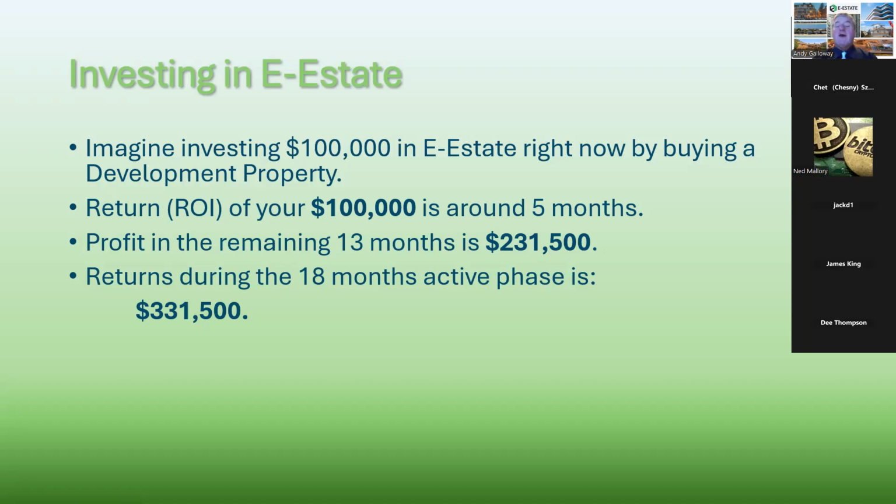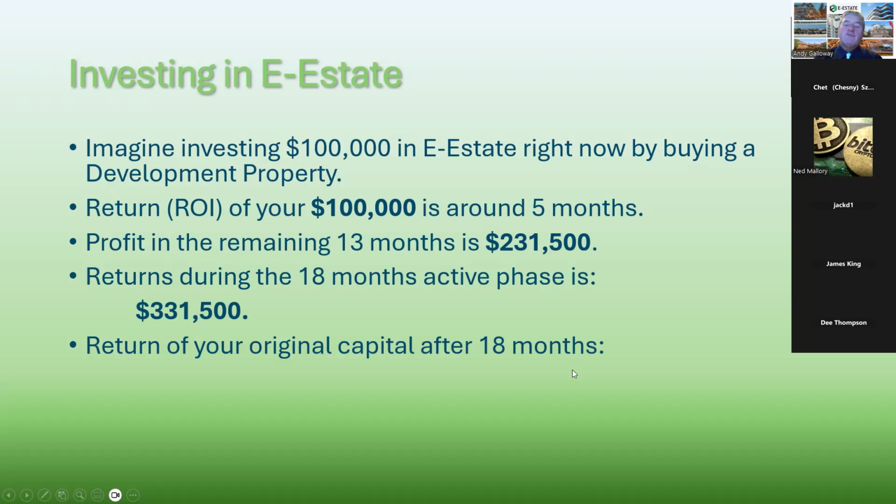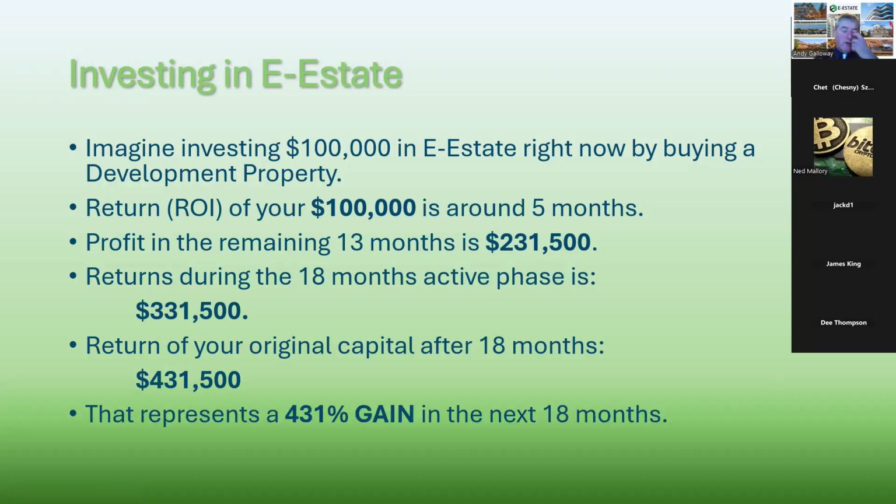Now, it's better than that because not only do you triple your money within 18 months, you get your original capital back after 18 months. So this doesn't go into the active phase. You get your $100,000 back after 18 months. So you've actually turned $100,000 into 431,500, which is 431% gain in 18 months.